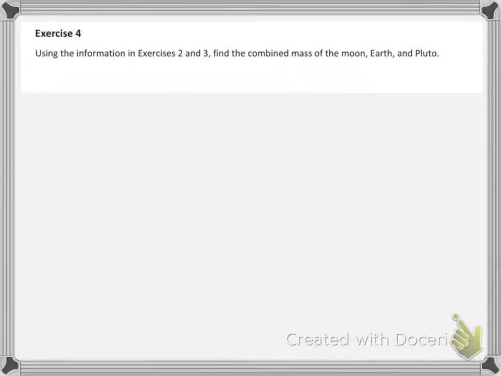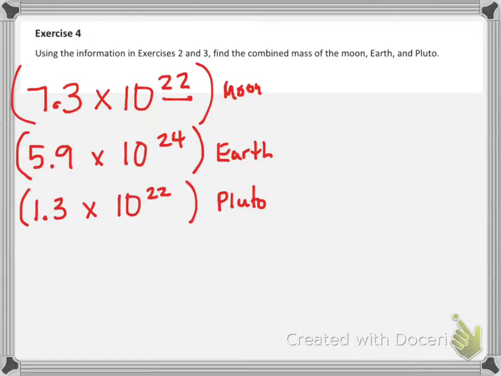All right. Exercise 4, using the information in exercise 2 and 3, find the combined mass of the Moon, Earth, and Pluto. Well, let me get those for you. Okay, so here we are with the mass of the Moon, the Earth, and Pluto, and I want to add all of these together, which means that all of my exponents are going to need to be the same thing. So this Earth I'm going to have to change. So I want that to be a 22.